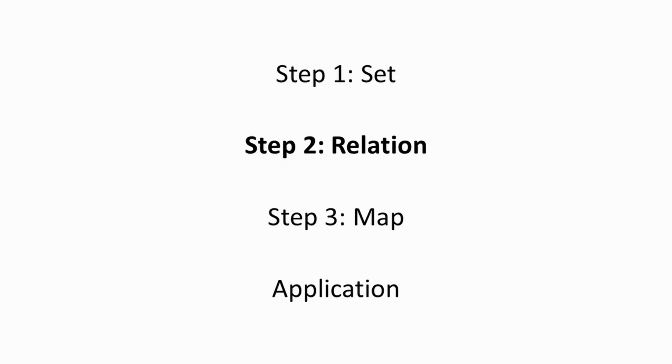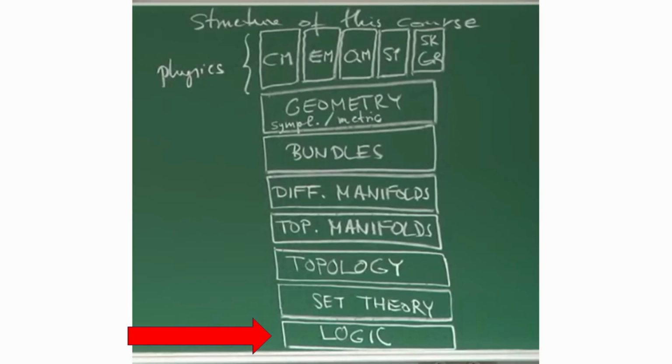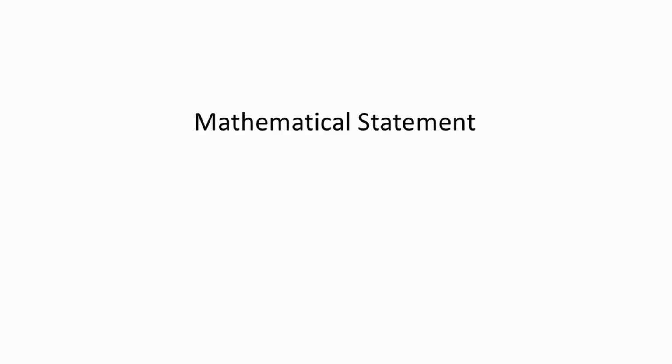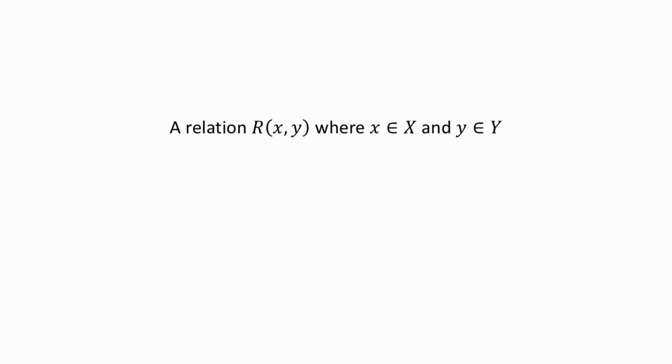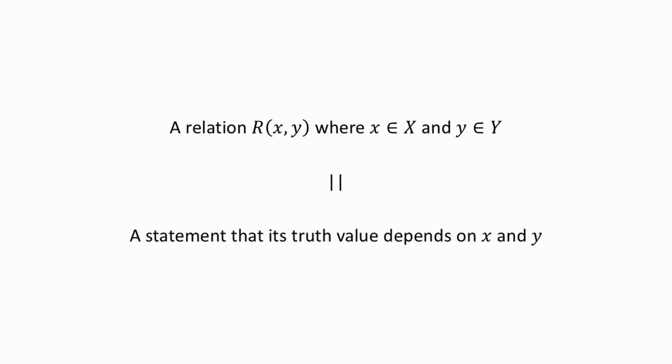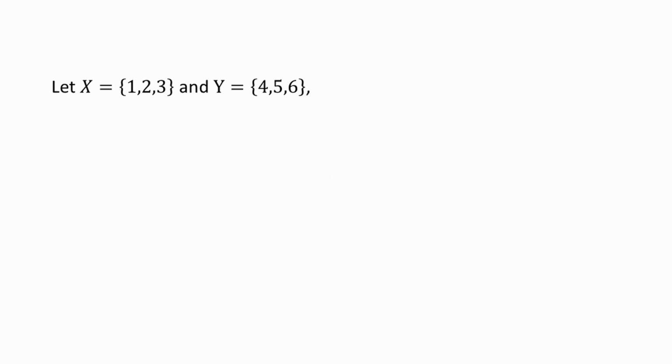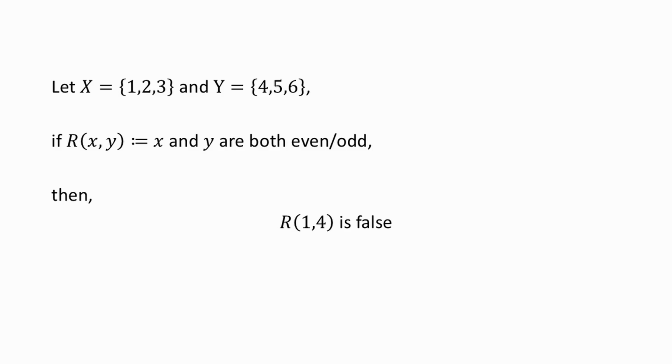Step 2. Relation. Logic is the fundamental language in mathematics, which implies that a mathematical statement can only be either true or false. Therefore, a relation R of x and y, where x is an element of X and y is an element of Y, is a statement whose truth value depends on x and y. Here is an example. Let X be a set with elements 1, 2, 3, and Y be a set with elements 4, 5, 6. If the relation is x and y are both even or odd, then R of 1 and 4 is false, R of 2 and 6 is true, and R of 3 and 5 is also true.